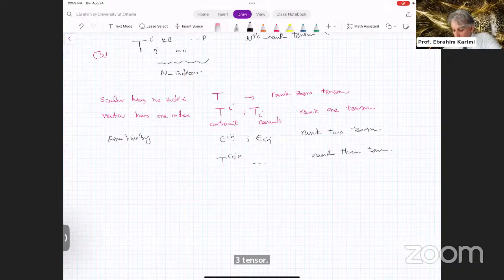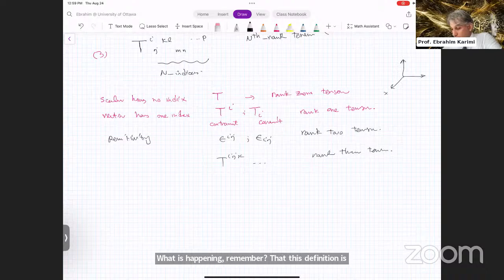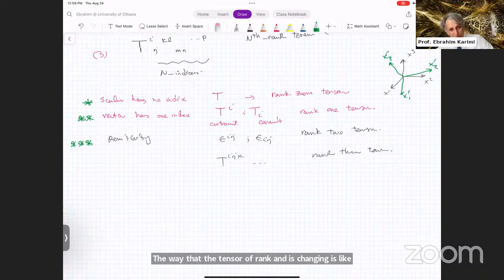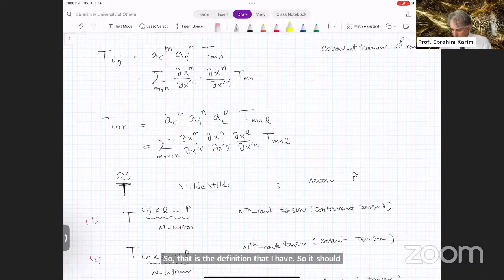What is happening? Remember that this definition is based on rotating the coordinates x1, x2, and x3. If I rotate the coordinates to x prime 3, x prime 1, and x prime 2, then the way the scalar is changing is like that, which is not changing at all. The way the vector is changing is like that. The way the tensor of rank n is changing is like that. So that is the definition that I have. It should follow a specific rule. And what is this specific rule? It is given by that rule.